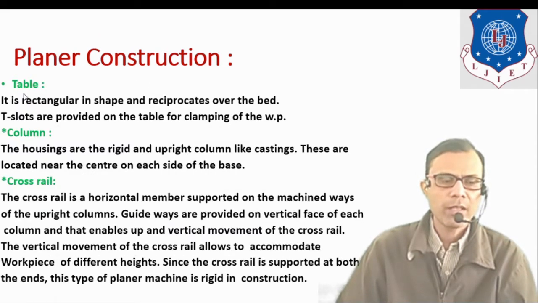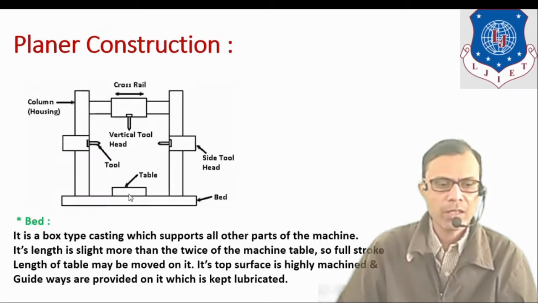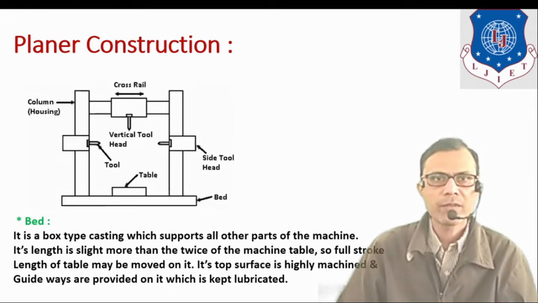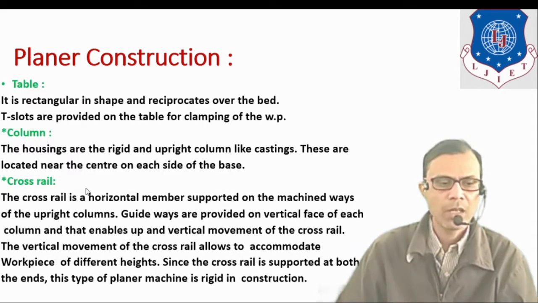Another component is the table. Here you can see in this diagram, it is a table and it can have reciprocating movement. The table reciprocates on the bed on the guideways, and generally the length of this bed is twice that of the table to accommodate the total stroke length of the table. On the top surface of the table, T-slots are provided for clamping of the workpiece.